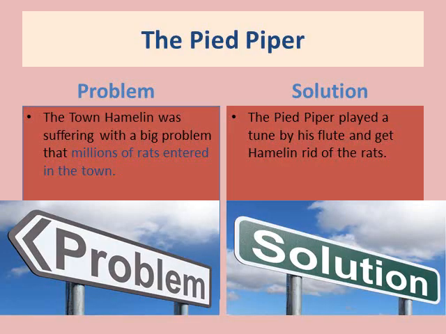Here is a problem and solution in the Pied Piper. In the beginning, the problem was that millions of rats entered the town. Solution: what is the solution of this problem? Yes, as we go through the chapter, we get to know that the Pied Piper played a tune on his flute. It was a strange tune, and because of that tune, Hamelin got rid of the rats.